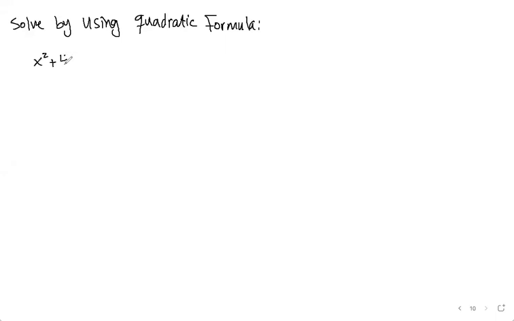So now solve by using quadratic formula. So the question is x squared plus 4x minus 1 equals 0. How can I solve it?